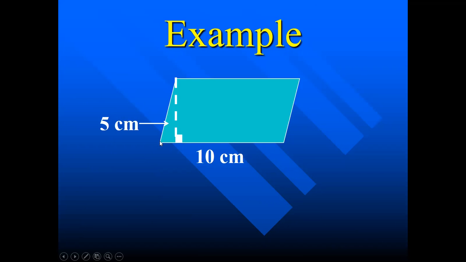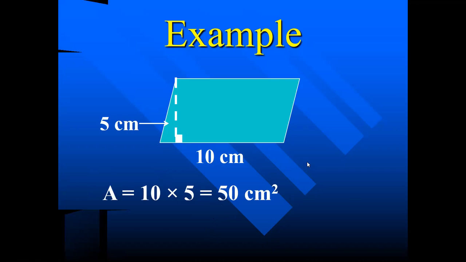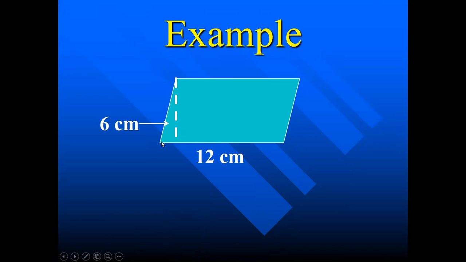In this parallelogram, the length of the base is 10 and the length of the height is 5. To find the area of the parallelogram, multiply the length of the base by the length of the height. It's 10 multiplied by 5 equals 50 square centimeters. In this parallelogram, the length of the base is 12 centimeters and the length of the height is 6 centimeters. Area of parallelogram, base multiply height. It's 12 multiplied by 6 equals 72 square centimeters.